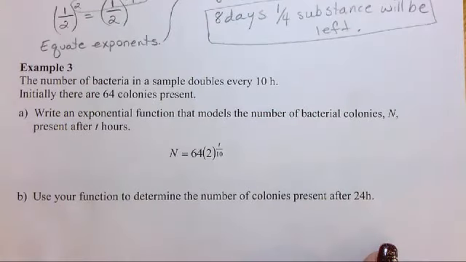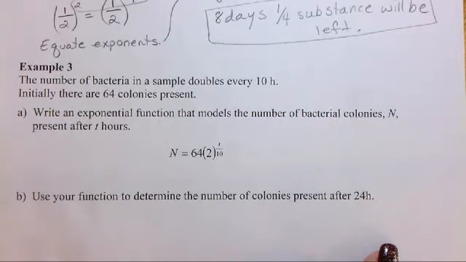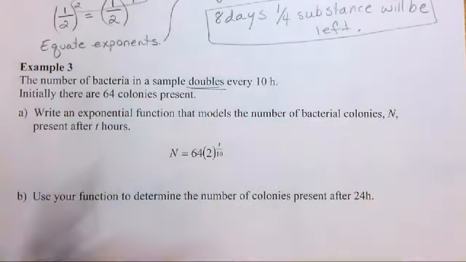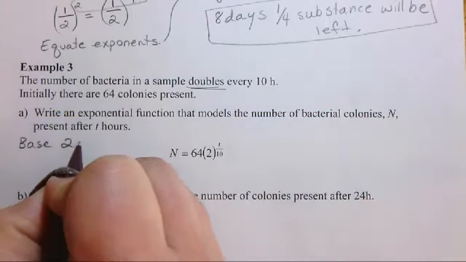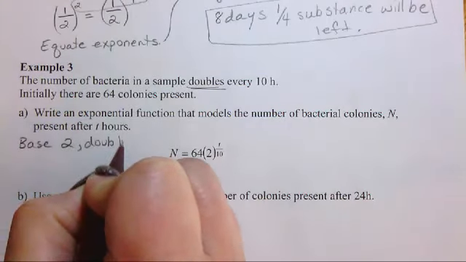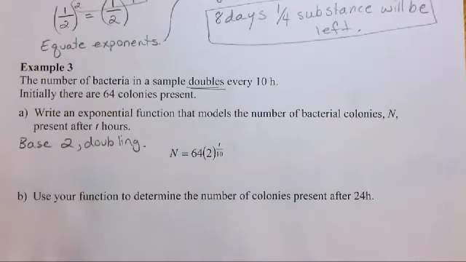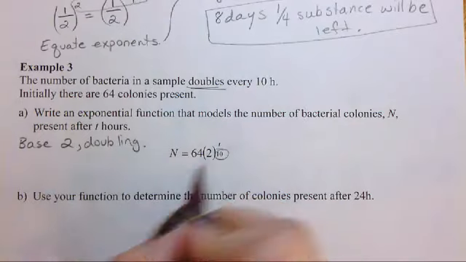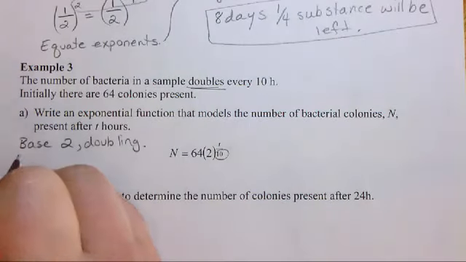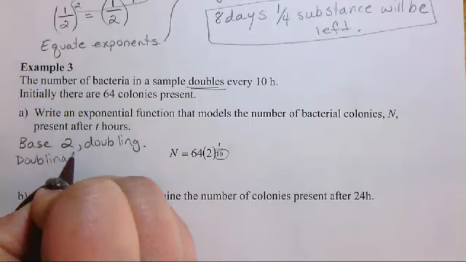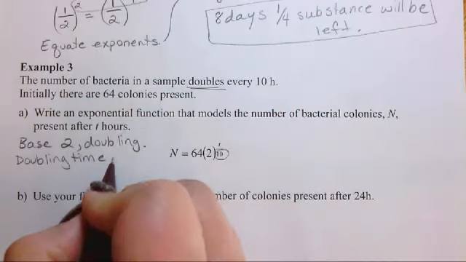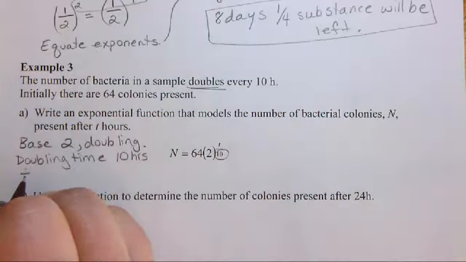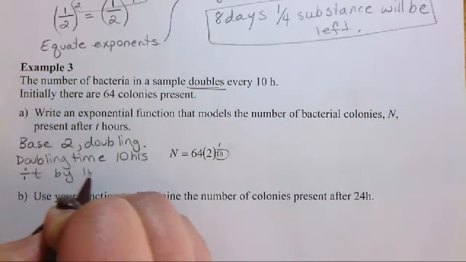Okay, now in example 3, we are looking at the number of bacteria in a sample, and it doubles every 10 hours. So now our base is going to be 2 because we are doubling. And our doubling time is 10 hours. So then we are dividing our t by 10. At 10 hours, it will double once, so we have 10 over 10. So we divide our t by 10.